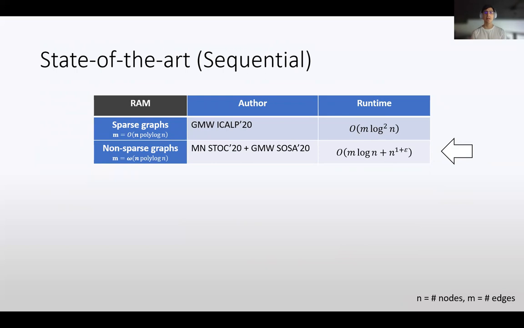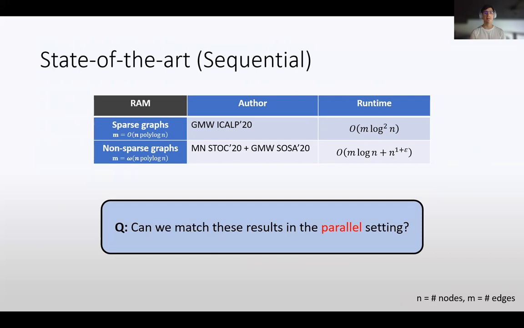In this regime, one can always pick an epsilon such that the running time is smaller than m log squared n. Throughout this talk, we use non-sparse to refer to graphs of size at least n polylog n, and sparse for graphs of size at most n polylog n.